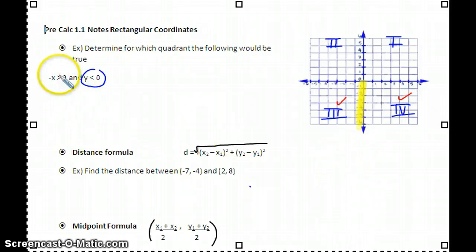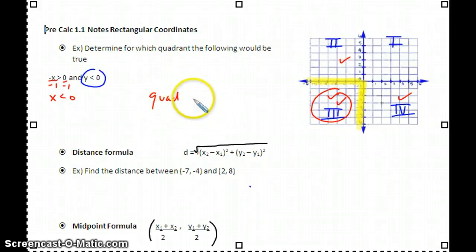If I'm thinking about negative x being greater than 0, I would want to get rid of the negative by dividing by negative 1. And remember, when we do that, we have to flip the inequality sign around. So x is less than 0 also. When x is less than 0, that means when x is negative as well, and that would be these values over here. So that'd be quadrants 2 and 3. So we can see then that it would be quadrant 3 is where x and y, both values, are less than 0.